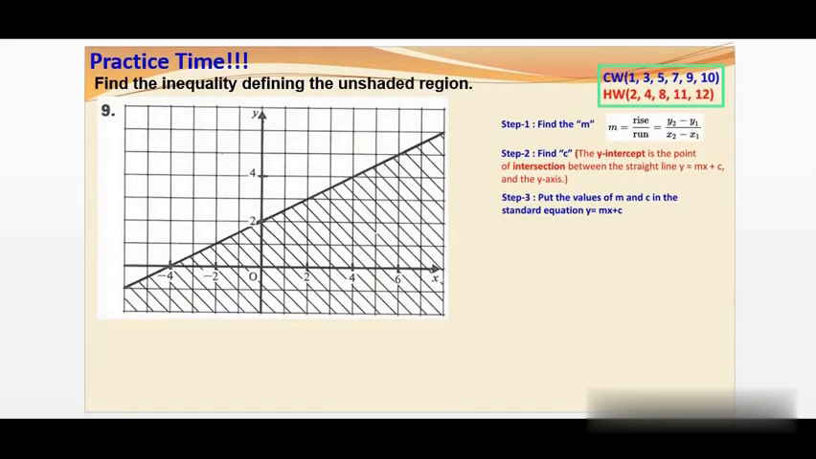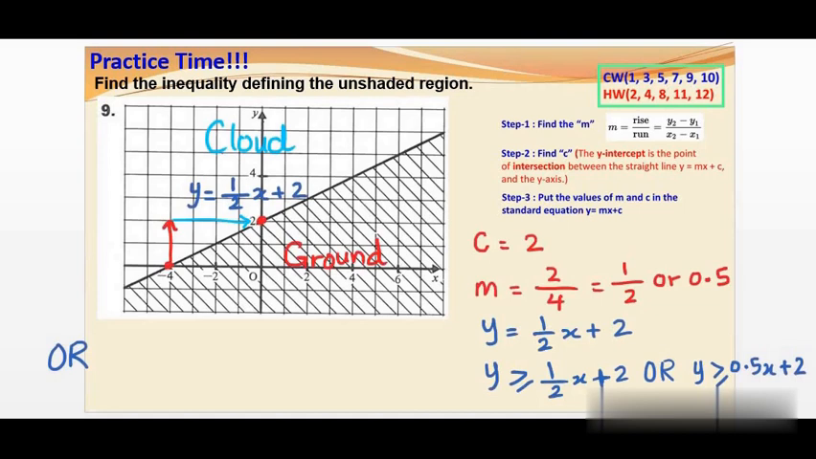This is question number 9. Again, pause the video here, solve the question, find the value of C and M, make the equation, change it into inequality, and then play the video to check your answer. Here is the answer for question number 9.